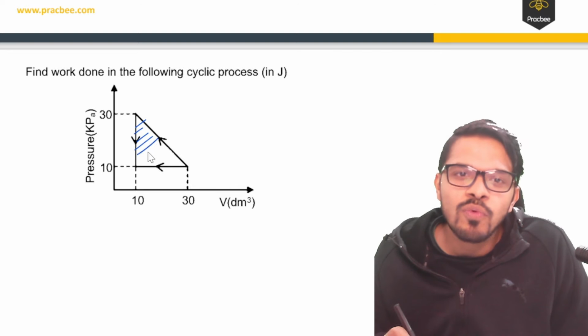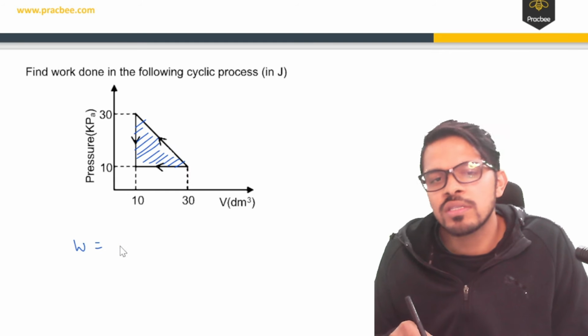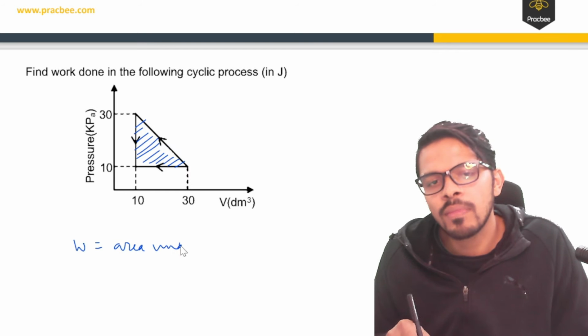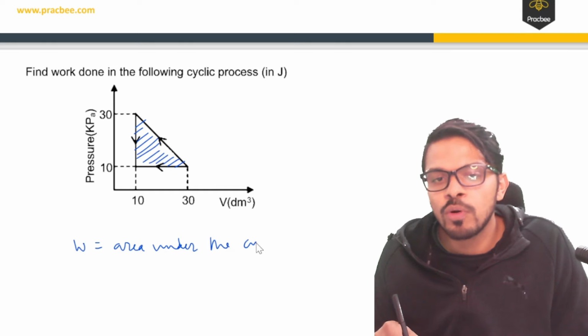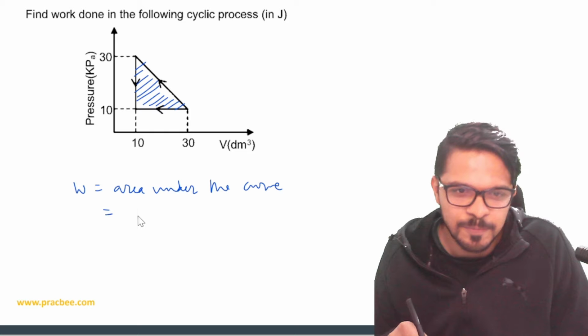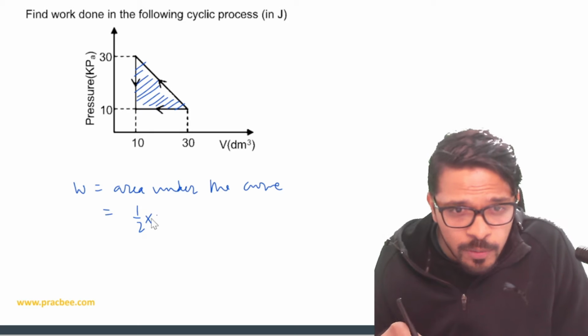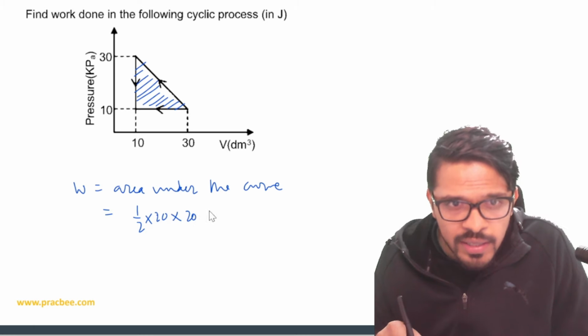They are asking the work done in the following cyclic process. Do you know that the work done is just the area under the curve? If we talk about the area under the curve, I think it is a triangle. It is half base into height. If we talk about the base, it is 20. If we talk about the height, that is 20.